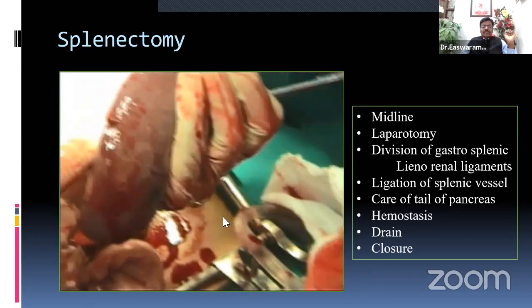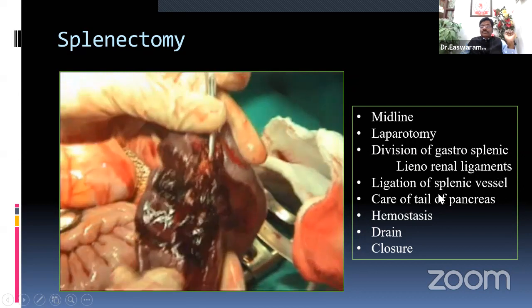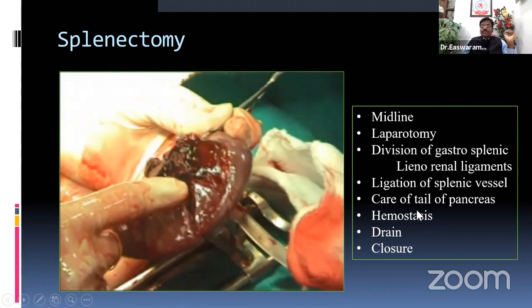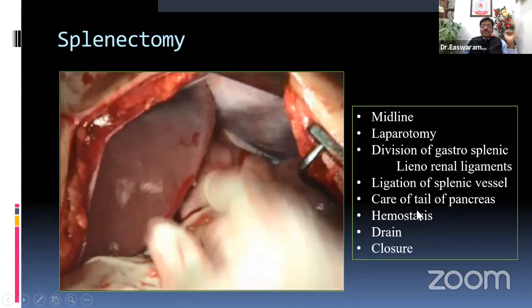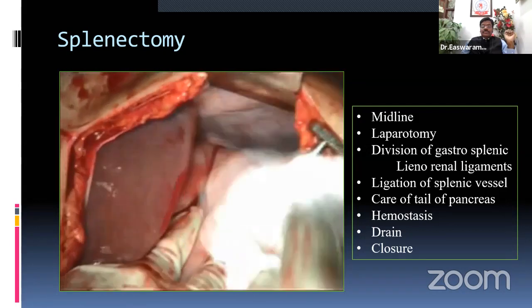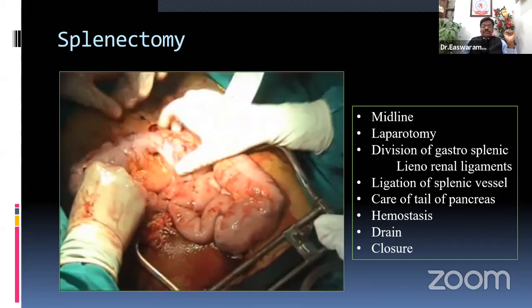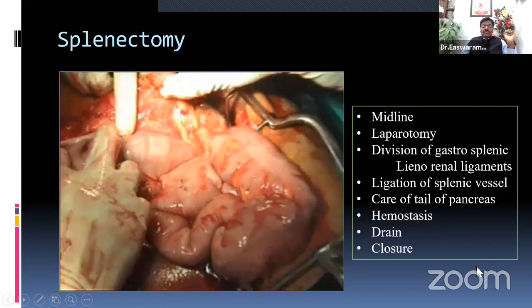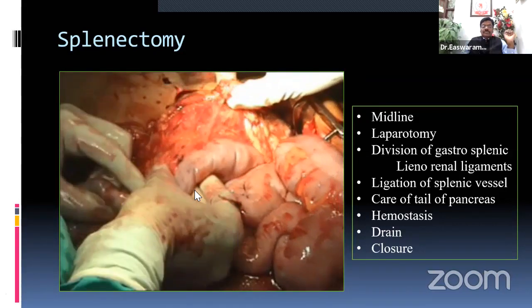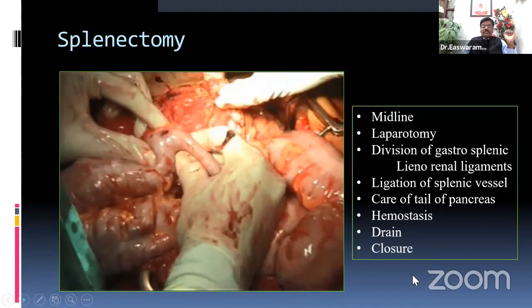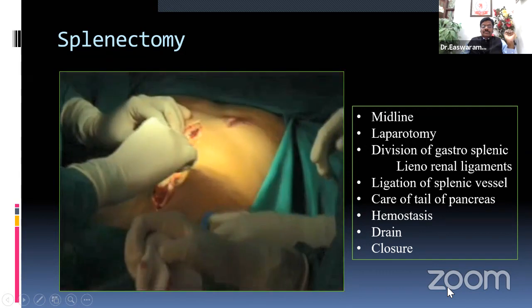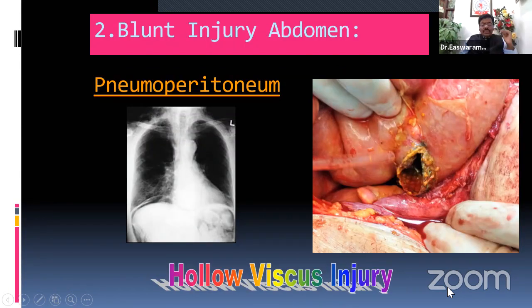The spleen was sent for histology, and the hemostasis is confirmed, and there is an associated small contusion in the transverse colon, but there is no injury to the mucosa. So like that, you just witnessed.